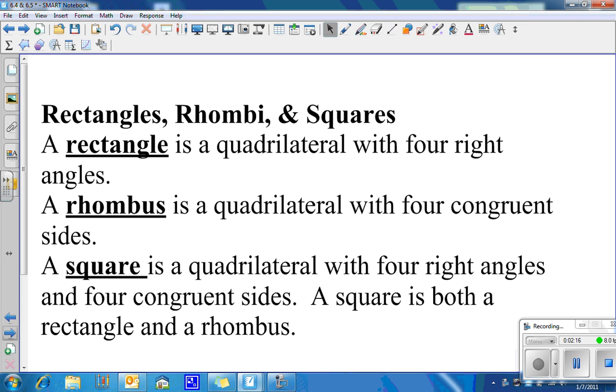So if it asks you, is it a rectangle? You'll say yes. It asks you if the square is a rhombus. You'll say yes. It's both.